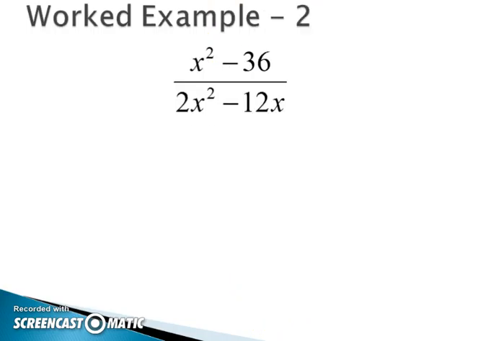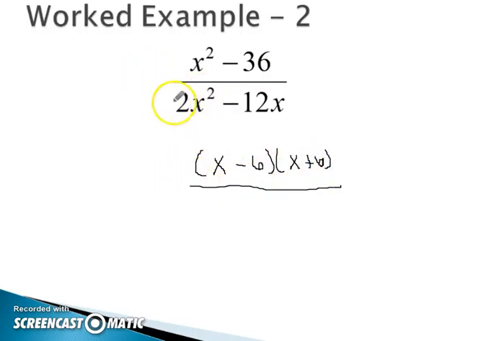One last example. So this one, remember your different factoring options. In my numerator, I see subtraction and two perfect squares. There's the difference of squares pattern. So x minus 6, x plus 6. So you're taking the square root of each of these. One is subtraction, one is addition.